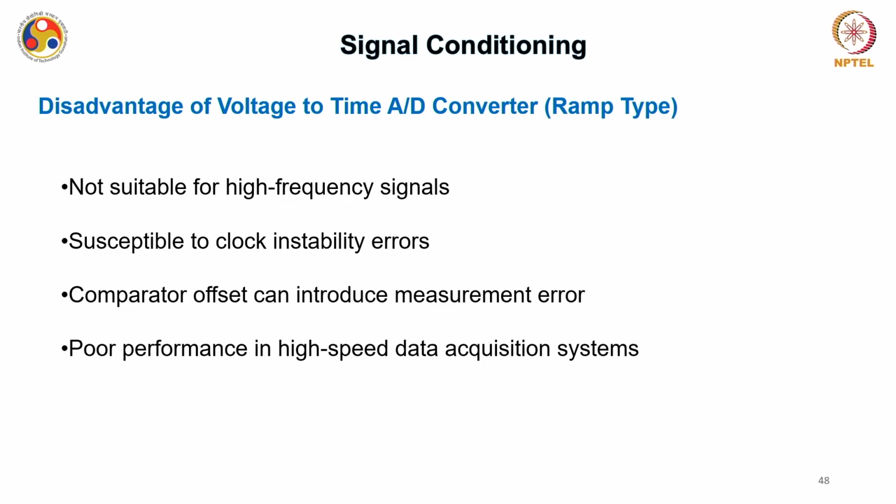Poor performance in high speed data acquisition systems is another disadvantage of using voltage to time AD converters, and therefore other kinds of AD converters are also available. We will discuss the other two important AD converters in our next class.